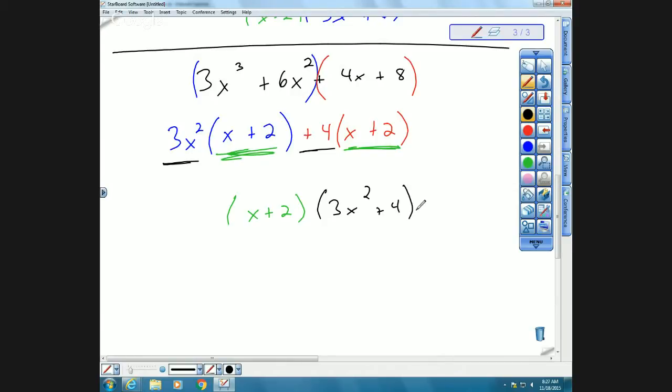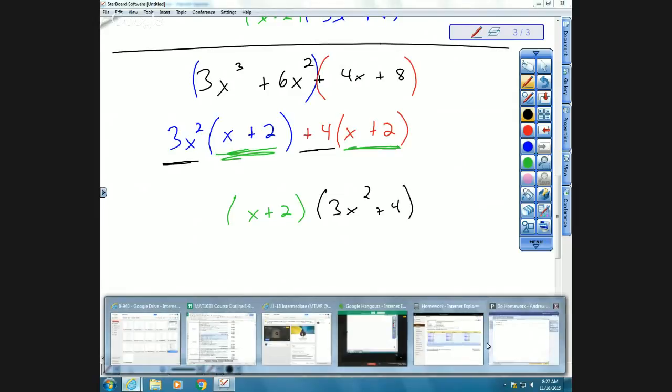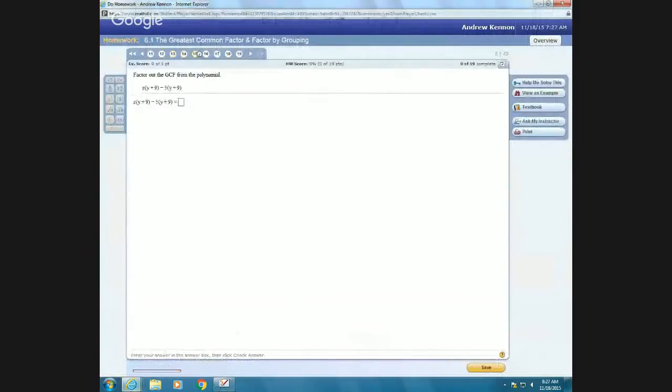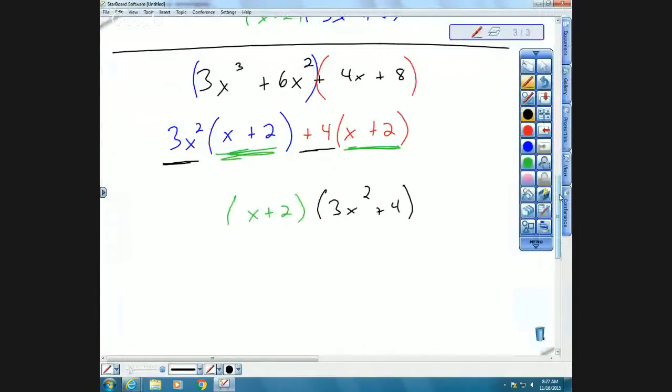Factor by grouping: you group them together, you find the GCF of each one, and then you put it all together at the end. Let me go get another problem here. 2x plus 12, x plus 6y.